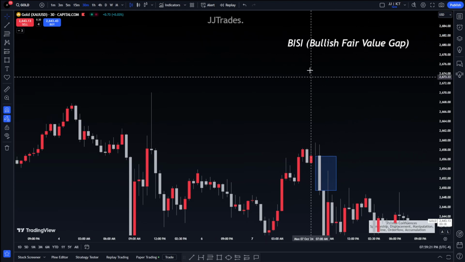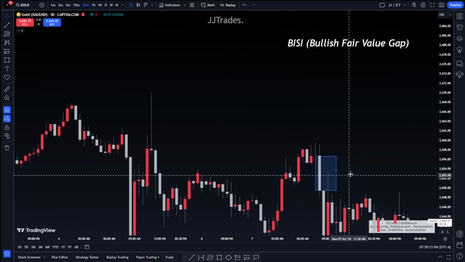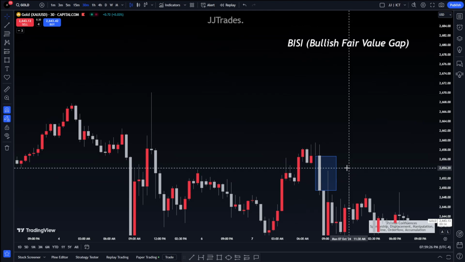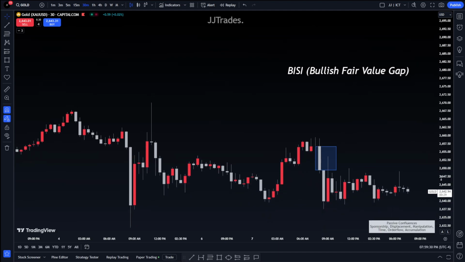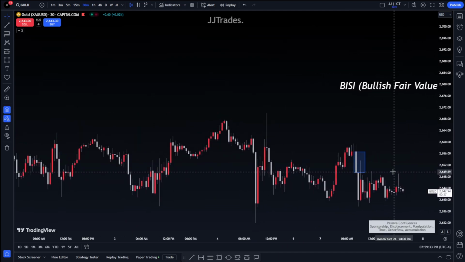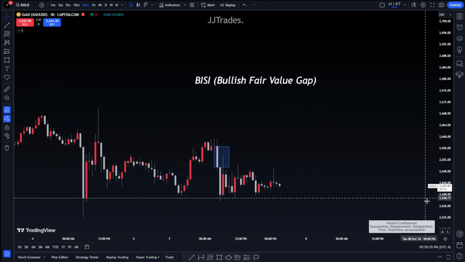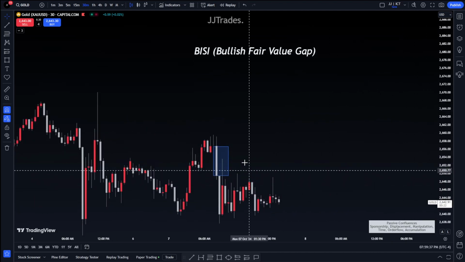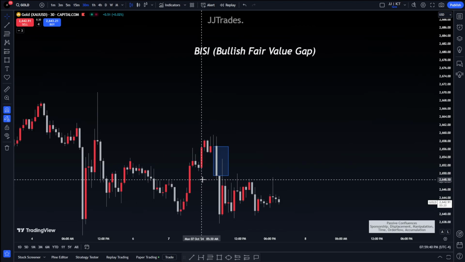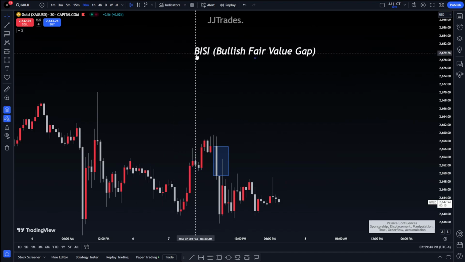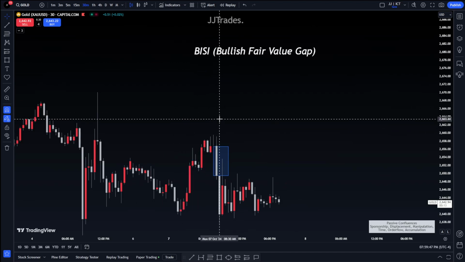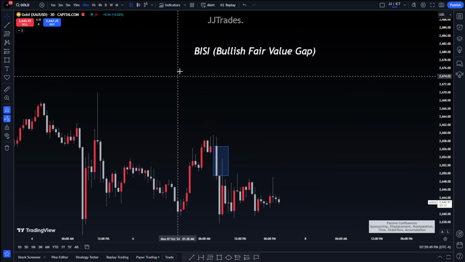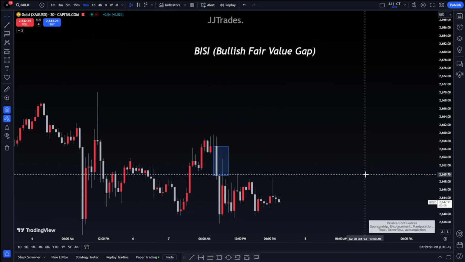Now, what does this mean, BISI? It means a buy side imbalance, sell side inefficiency. Just think, what do you think those three words mean? Think of the term and the meaning of each word, just when it comes to the market. I'll give you a couple seconds to think. When you hear SIBI or BISI, first we're going to go over BISI, then we're going to go over SIBI, which is a bearish fair value gap, the opposite of a BISI.